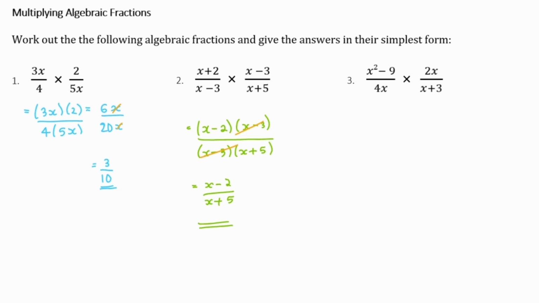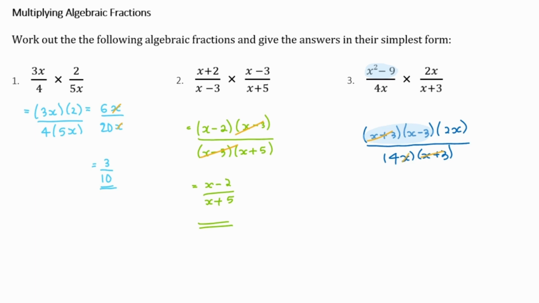In number 3, we've got x squared minus 9 over 4x times 2x over x plus 3. As we can see, the numerator x squared minus 9 is a difference of 2 squares. Whenever we see any expression that can be factorized, we should first factorize it before we multiply. So x squared minus 9 can be factorized as x plus 3 and x minus 3. We are then multiplying it with the other numerator, which is 2x, and the denominators are 4x and x plus 3. As we can see, we've got x plus 3, so we could cancel those out with one another.